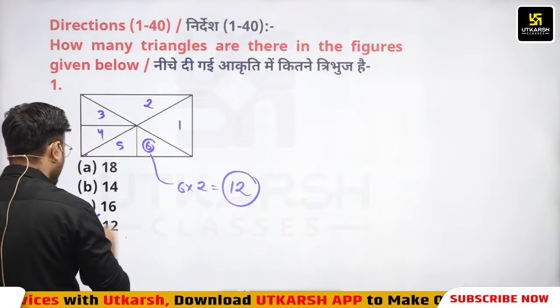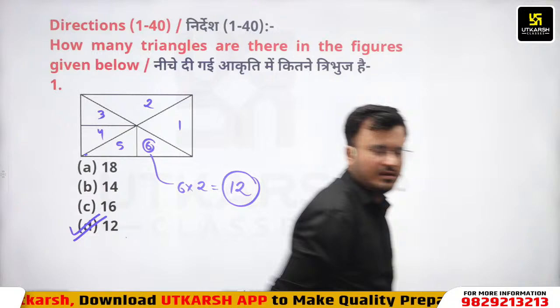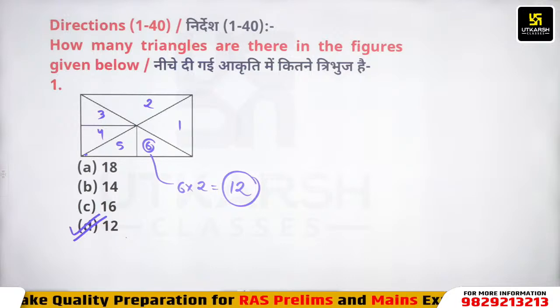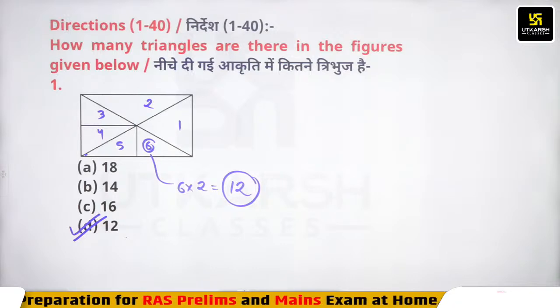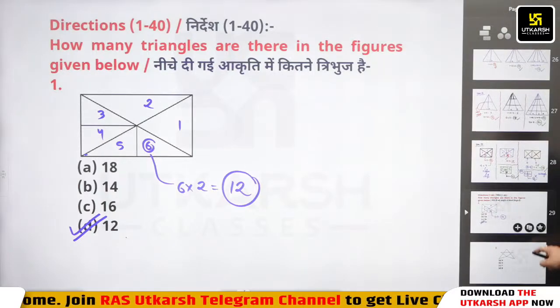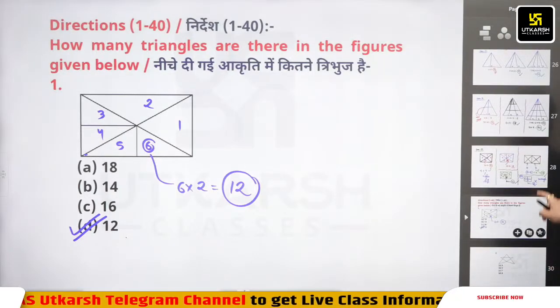So total 12 triangles are there. How many triangles are there? Total 12 triangles are there. Got it? Total 12 triangles are there in this figure. Yes or no? I hope you understood very well.